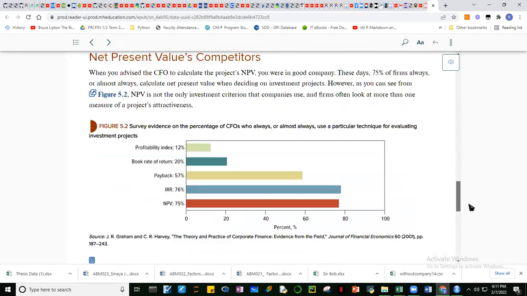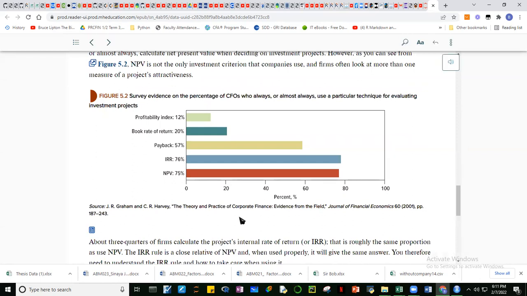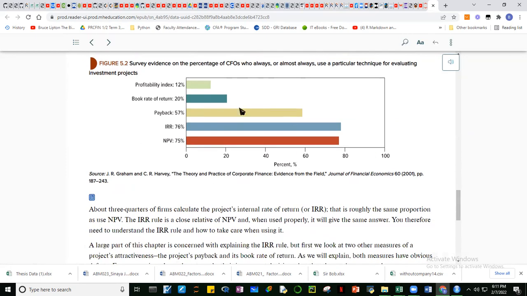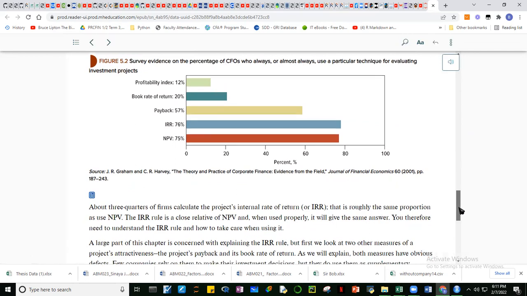If you can see here, guys, a survey was conducted. This was in 2001. Which among the different metrics used in capital budgeting do CFOs use? And we see here that it's a tie between IRR and NPV. So CFOs make use of IRR and NPV almost more than three-fourths of the time. For Payback, it's just almost 60%, and Profitability Index just a measly 12%. This is the accounting rate of return, and it's used 20% of the time. So what's popular among CFOs? It's more the IRR and the net present value.